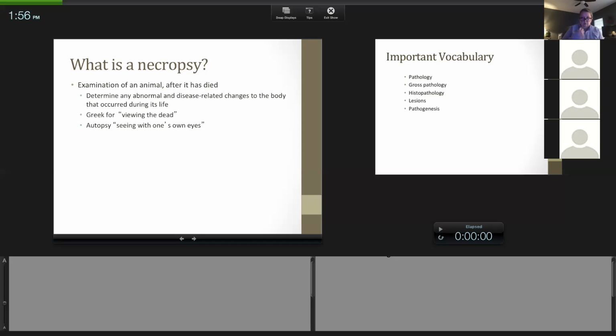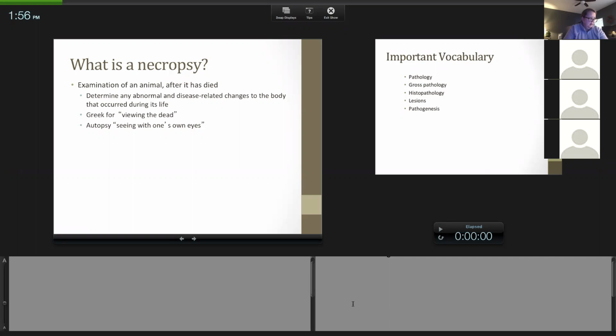Does the heart look normal? Does the spleen look normal? Do the lungs look normal? You're trying to see whether there are any disease changes in the obvious body that we can detect. Now, there's also the higher level necropsy, where we would send a bunch of samples to the lab, and we may have the lab help us. So there are two forms of necropsy that we're going to talk about.